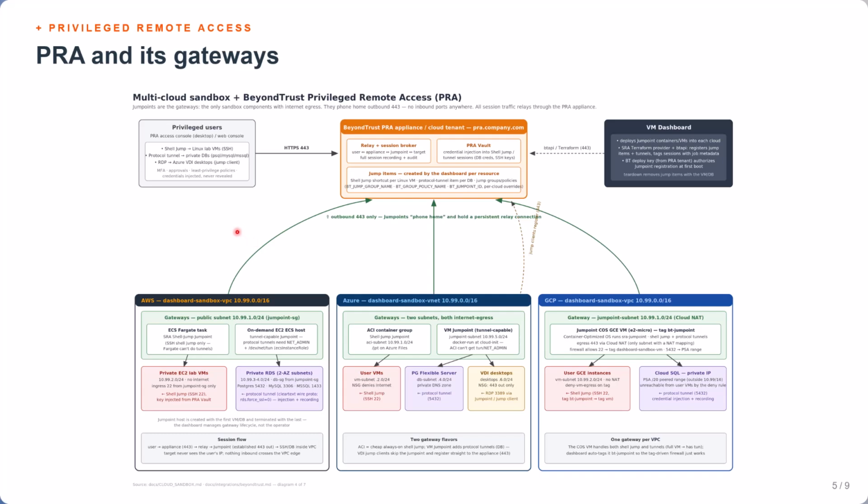Everything, right? So we have all the different gateways that exist in the 3 different cloud architectures that I just showed. It's in the green box for all 3 of them. It's all 443 outbound connection. They all phone home to this cloud tenant, or it could be a PRA appliance. And the dashboard is going to build all of the objects using Terraform. Gateways get created, the VMs get created, the databases get created, Kubernetes clusters get created.